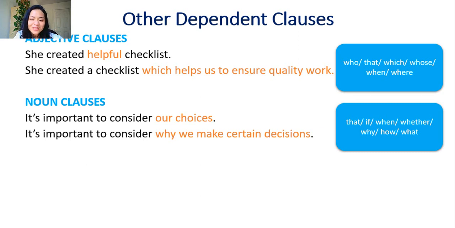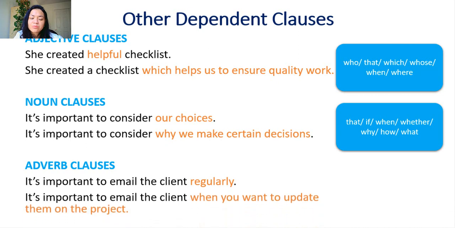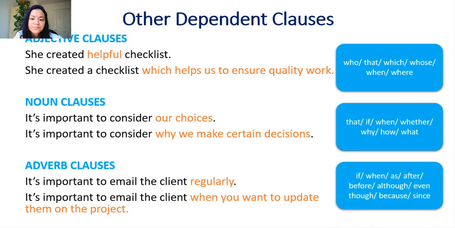Or dependent clauses can act like adverbs. Instead of saying, it's important to email the client regularly, you could say, it's important to email the client when you want to give them reports on the project. Some of the subordinating conjunctions which introduce adverb clauses are if, when, as, after, before, even though, because, since, and many more. Please note, in this video we will mainly focus on how to write adverb clauses.